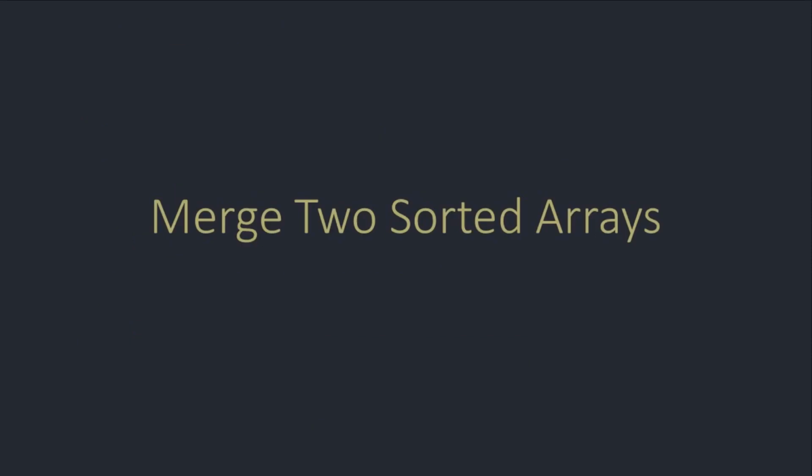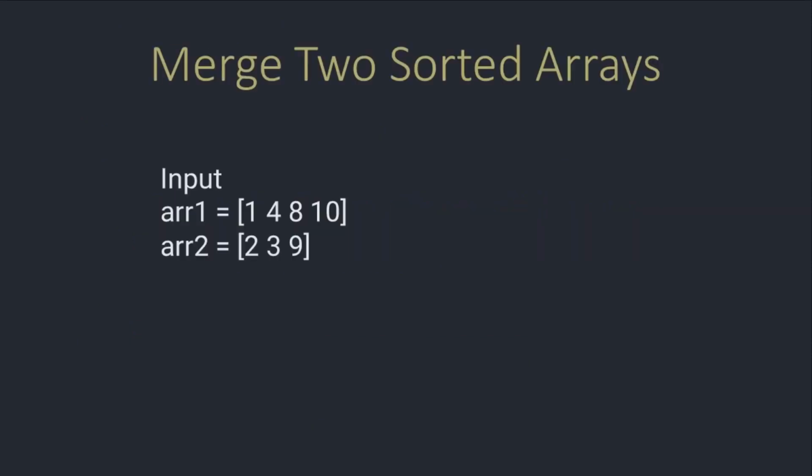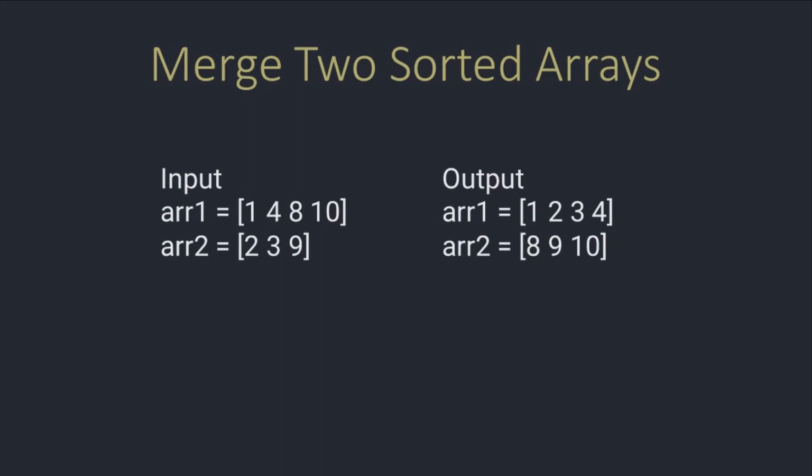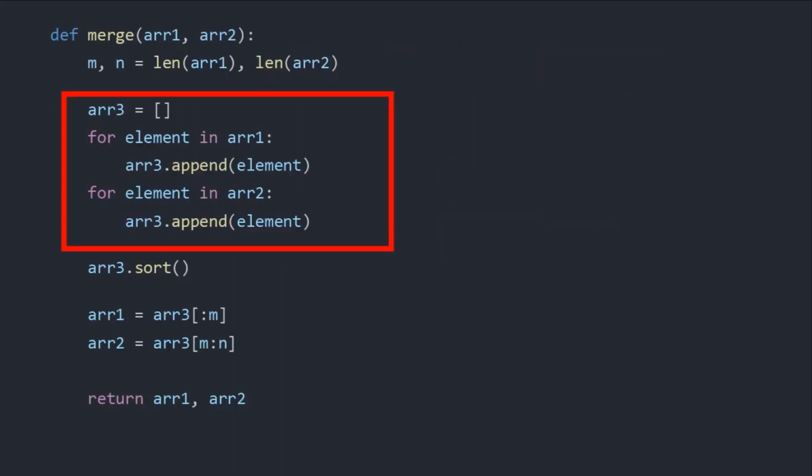Merge two sorted arrays. If our input arrays are array 1 is 1, 4, 8, 10, array 2 is 2, 3, 9, the solution should convert the arrays so that array 1 becomes 1, 2, 3, 4 and array 2 becomes 8, 9, 10. All the smaller elements are in the first array in sorted order and all the larger elements are in the other array in sorted order. If we could have used extra space, we would make one array of size m plus n, where m is the size of the first array and n is the size of the second array.